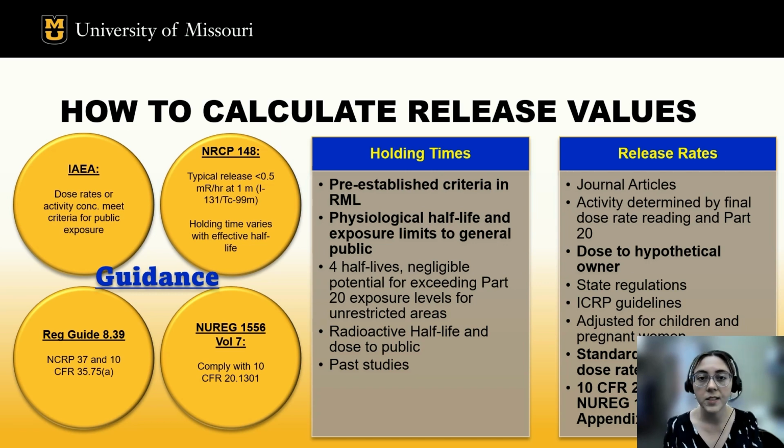And a lot of people said that they've just done studies at their facility, or they've used journal articles where other people have published their results. Some people had pre-established criteria in their radioactive materials license. And then some people were just saying, hey, I'm just following 10 CFR 20 limits, which say members of the public can't have more than 1 millisievert a year.